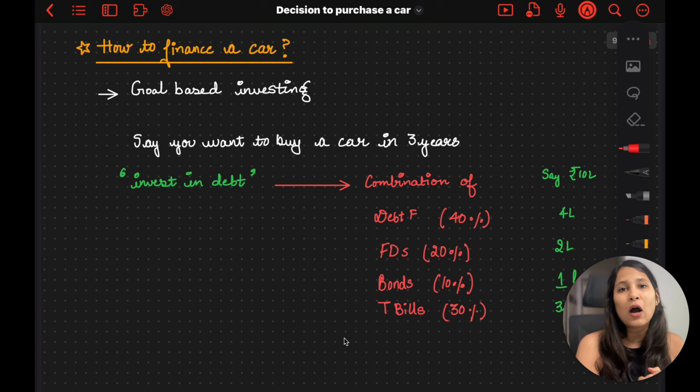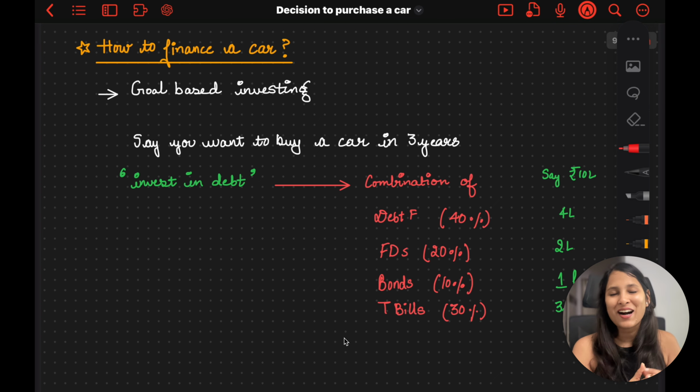So that is how you decide whether you should buy a car. And also, this is how you decide how you should start saving for your dream car.